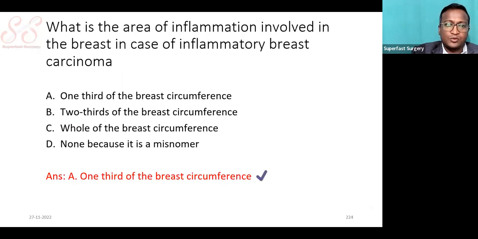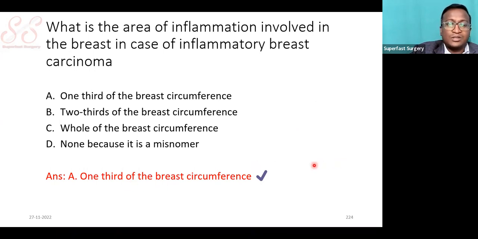Okay, so now the sporadic breast cancer is almost over. Now we are discussing miscellaneous topics like inflammatory breast cancer, male breast cancer, pregnancy, and benign breast disease. Okay. What is the area of the breast involved in case of inflammatory breast cancer? This is very easy. Still, it was asked in NEET-SS.